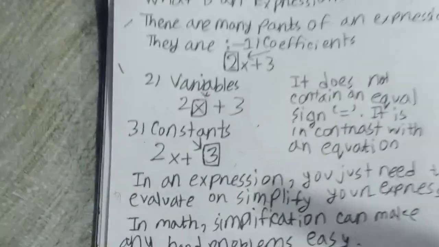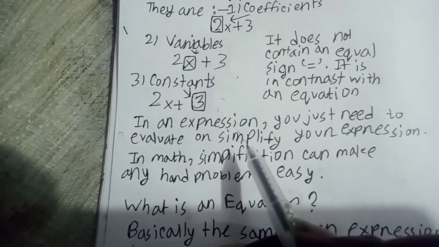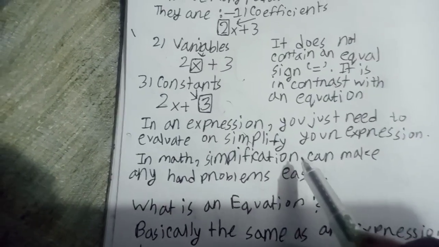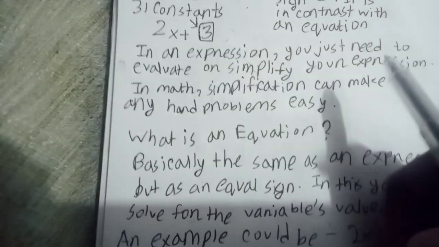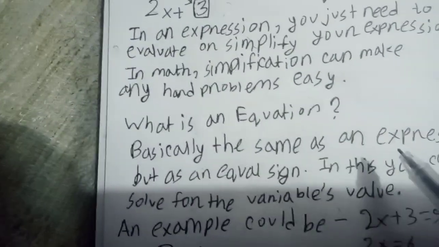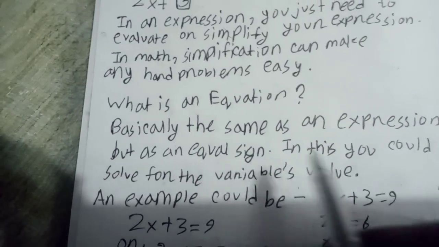So you see, in an expression, you just need to evaluate it or simplify it. In math, if you use simplification, any hard math can become very easy. But what is an equation? It's basically the same thing as an expression, but the difference is there's an equal sign. And not only do you have to simplify, you also have to solve for x.